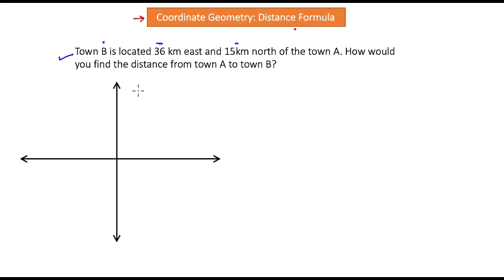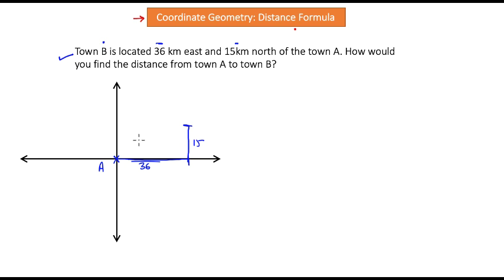Now, we cannot use any measurement device because these distances are quite large. There are a variety of tools in mathematics that can help us find that distance. For example, if I consider the location of town A to be the origin of this XY coordinate plane, then 36 kilometers east means going from A all the way to the right up to this point, and then I travel 15 kilometers north. So these are my two dimensions, 36 and 15.